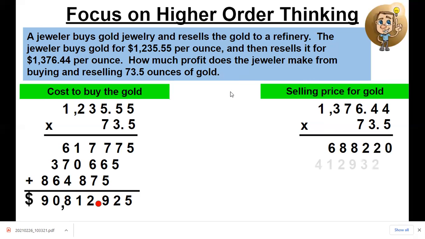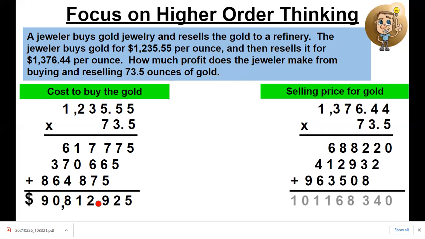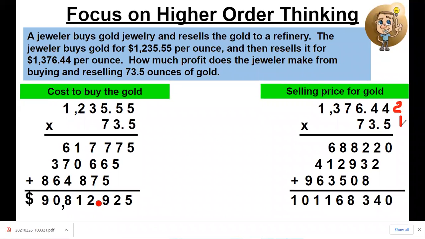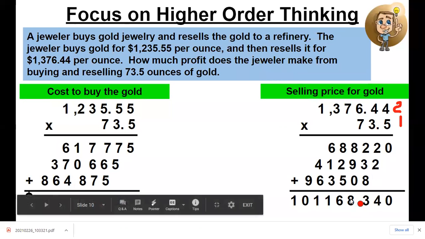Okay. And then the second row would be multiplying the 3 times each number. And the third row would be multiplying the 7 times each number. And then we add our partial products. And we get 1011683440. How many numbers after the decimal? Well, there is 2 here. And there's 1 here. So again, 3 decimal places. So in the bottom number, it's going to go right here. So we have 3 numbers after the decimal.